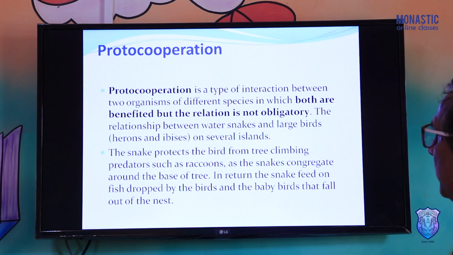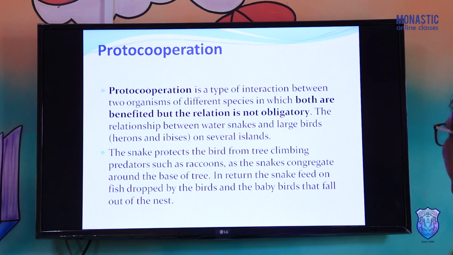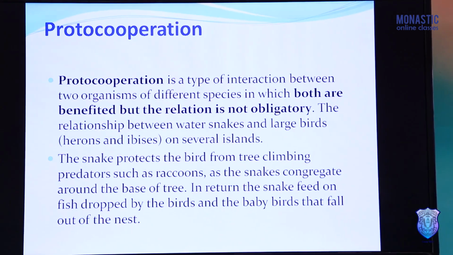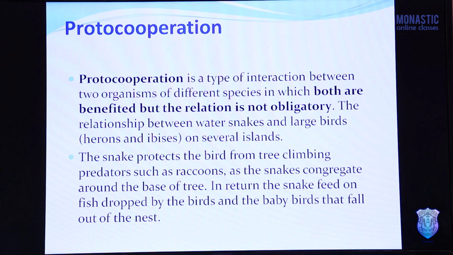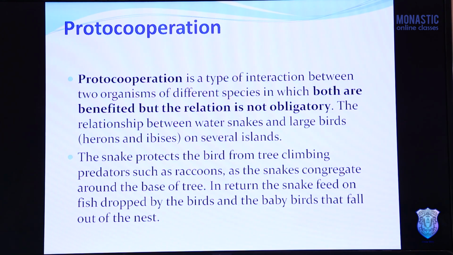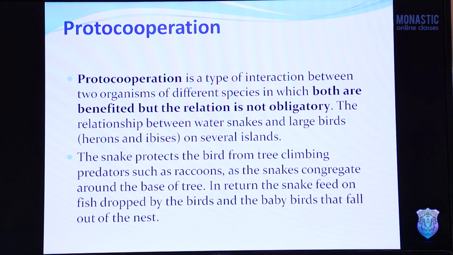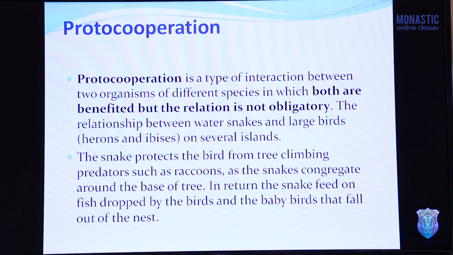So here is the definition. Proto Cooperation is a type of interaction between two organisms of different species in which both are benefited, but the relation is not obligatory, meaning their survival is possible if one is separated from the other. But in mutualism, the survival of one species is not possible if the other partner is separated.